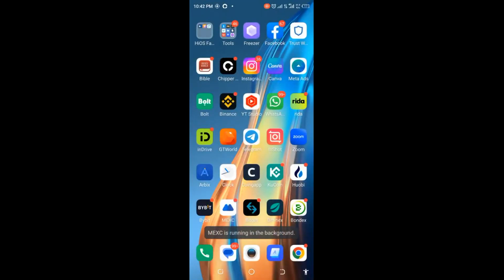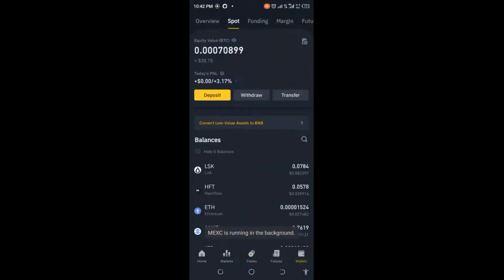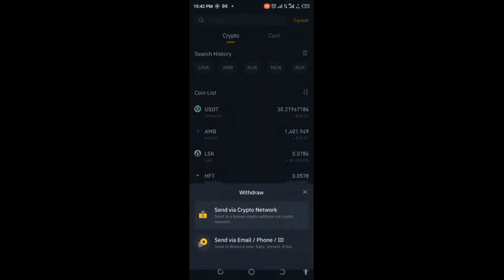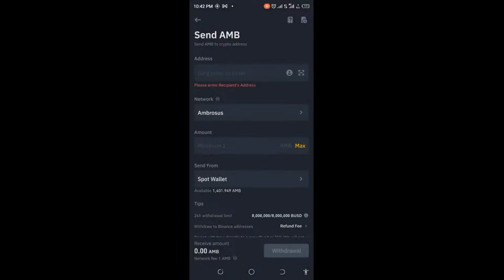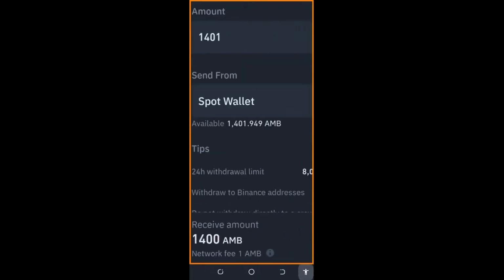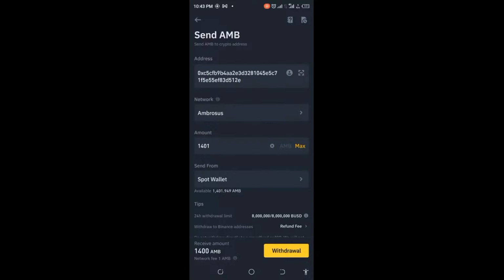Good. So we're going over to withdraw. We have to do all these things really quickly because you don't want anything to go down. We're selecting that and putting the address in there. You can see it's the same thing. So we're going to put max, and it shows you how much it's going to take. It's taking 1 AMB, so that's fine. We're going to get 1400 AMB. I think that's it. Let's go ahead and get this withdrawn.